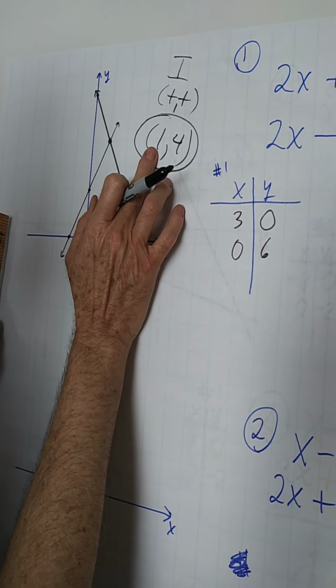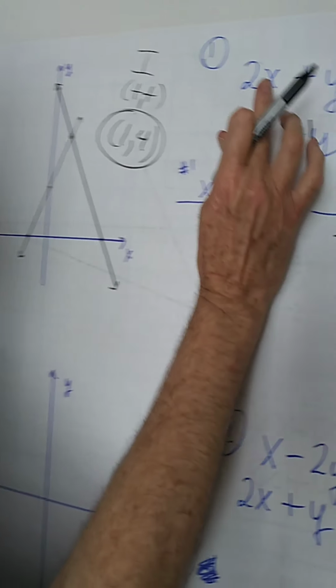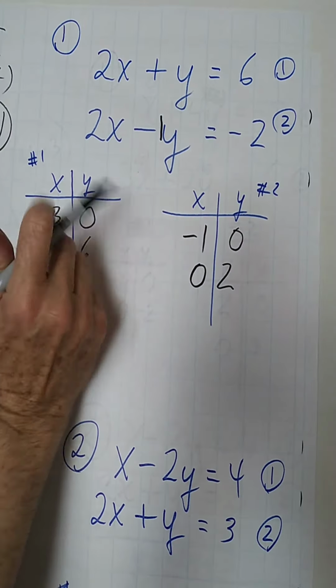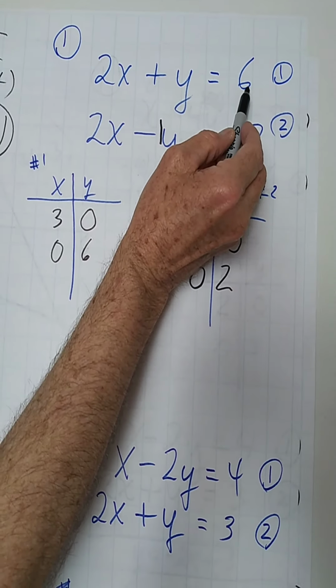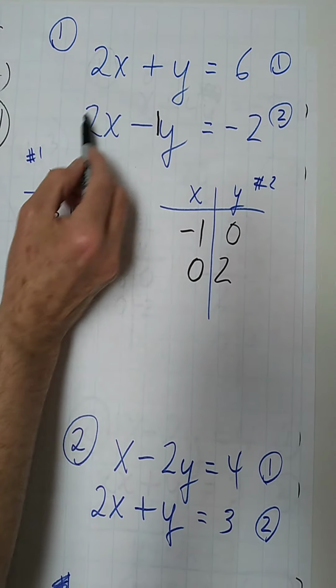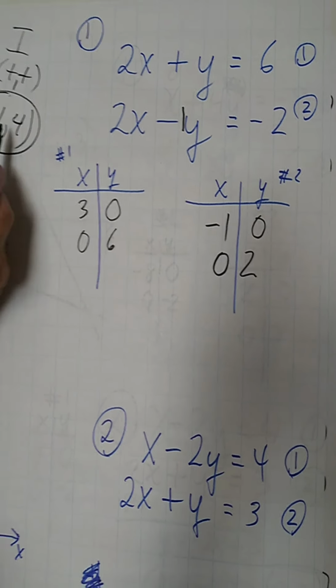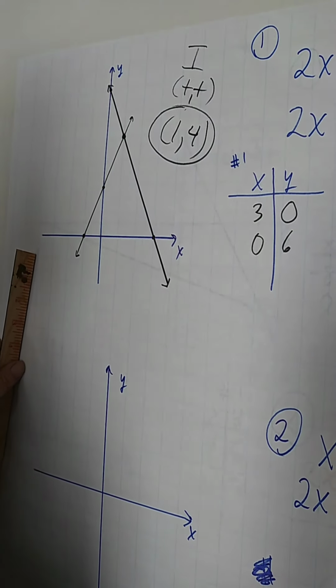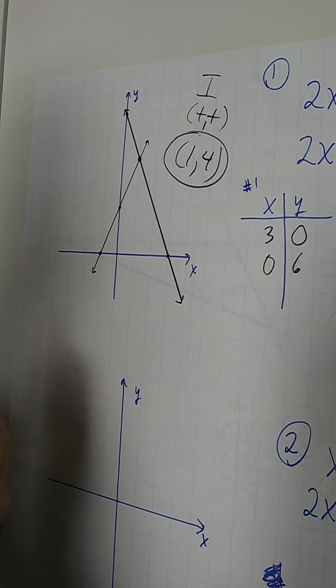If you substitute the x value of 1 and the y value of 4 in place of x and y in both of these equations, you're going to get a value of 6 on the left-hand side, which will match. And for this second equation, you're going to get a value of negative 2 that's going to match. I'm not going to take the time to check it. It is a good-looking answer. Now, you're looking at the most common thing that needs to be done.